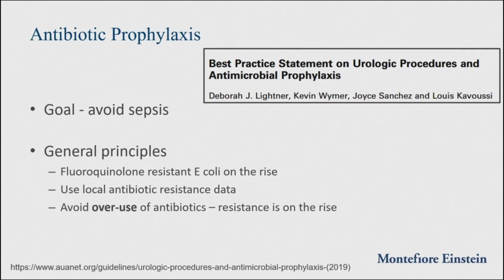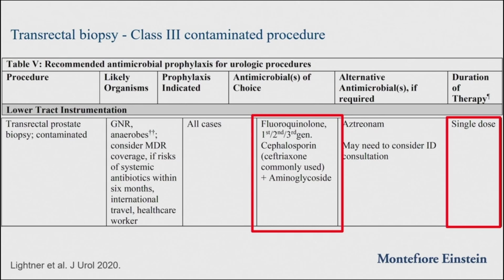It's one of the biggest threats to human health that we face today. So if you look at what the recommendations are, this is antibiotic recommendation for prophylaxis for transrectal biopsies, not transperineal. The antimicrobial of choice is a fluoroquinolone or a first, second, or third generation cephalosporin, perhaps with an aminoglycoside. And the duration of therapy recommended is a single dose.